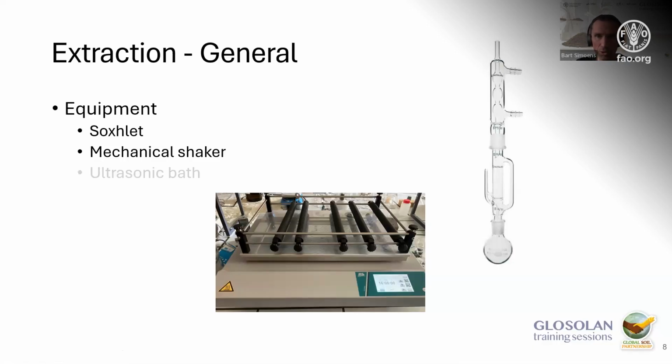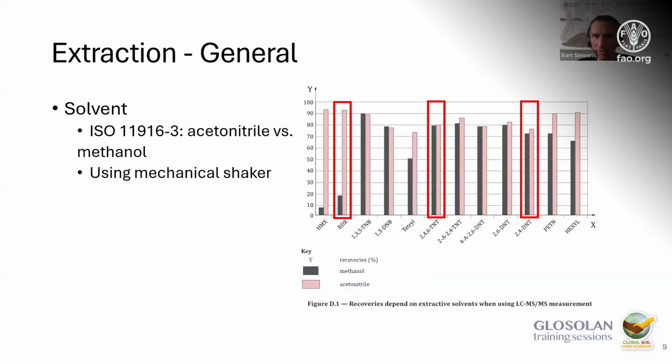Now we had the luck or the bad luck, as you want to consider it, that our ultrasonic bath was having technical issues. Let's say it had to be replaced when the samples arrived, so we chose not to use that. But we did use the mechanical shaker and the Soxhlet extraction. Before getting more into detail, I would just like to spend a few words on this graph. This graph was part of the procedure that we used. And it's basically a comparison between 2 solvents, methanol and acetonitrile, that can be used for extraction of energetic materials from soil.